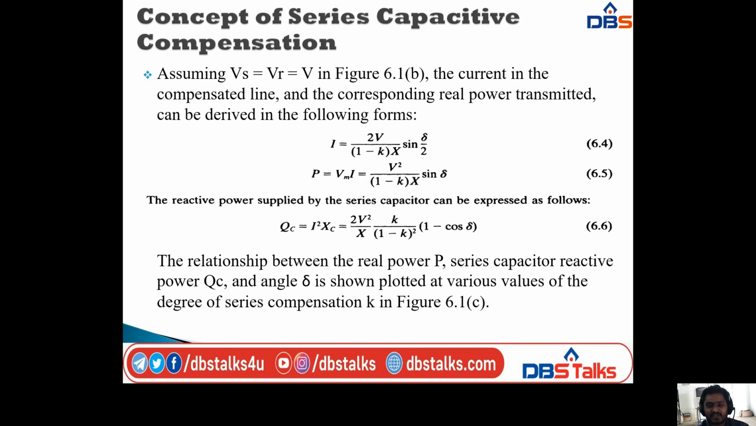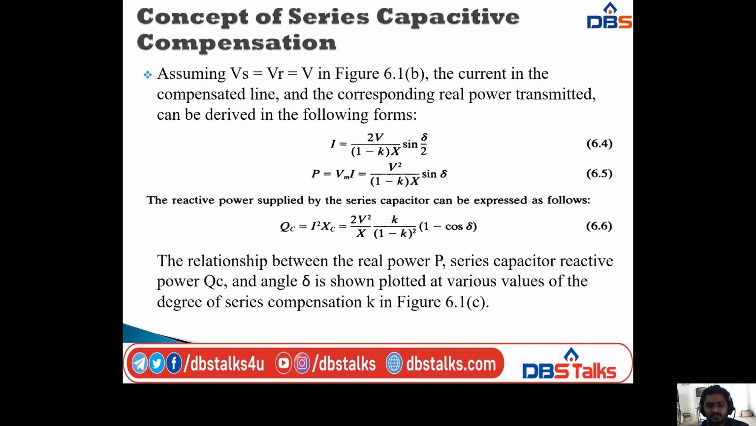From this we write P. You already know that power is equal to the multiplication of voltage and current, that is the midpoint voltage into current, so P is equal to Vm into I. So that is equal to V square by (1 minus k) into X into sin delta.